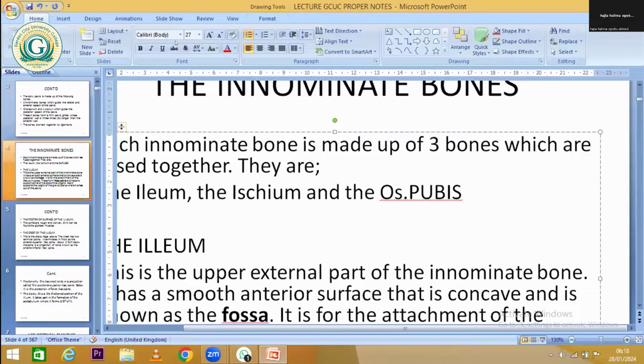Let me see if I can show you the pelvis so that you understand it better. People will say, I can't see, and it will be delayed. That's why I don't want it to. That's what I do.